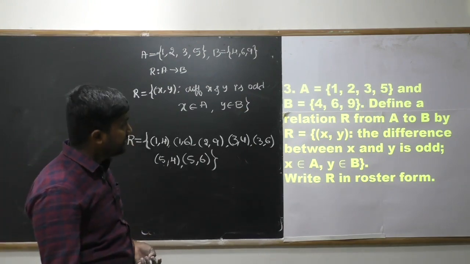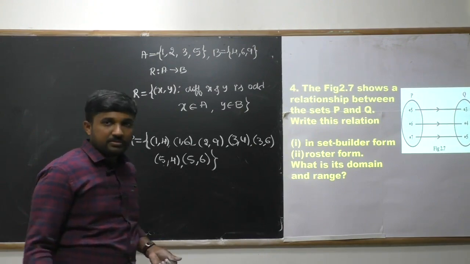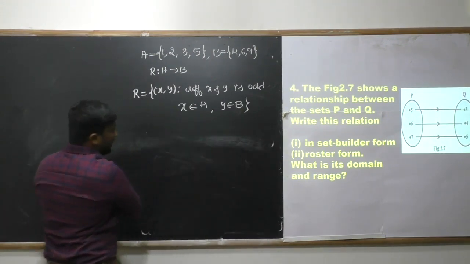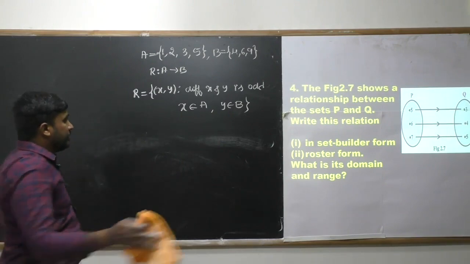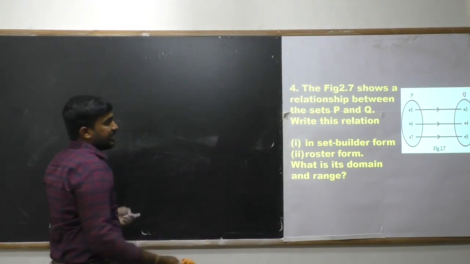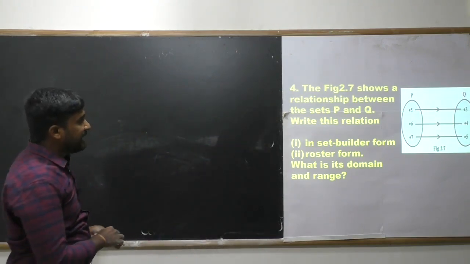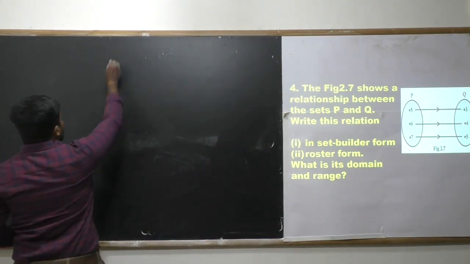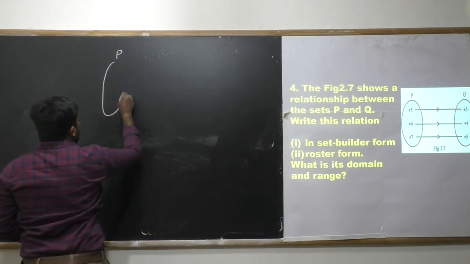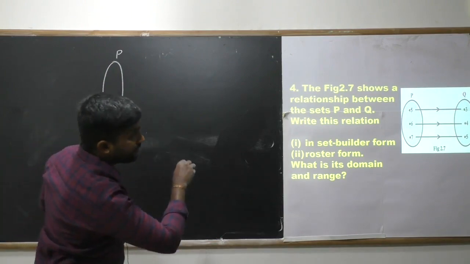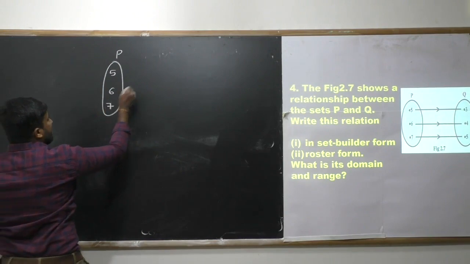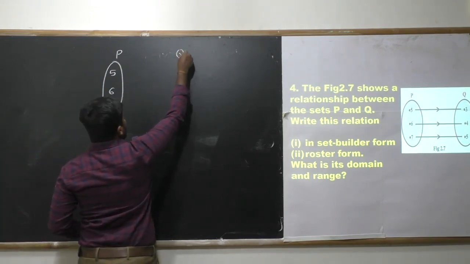Well students, fourth problem. Here they have given one arrow diagram. I rewrite this arrow diagram here. Please read the given data. The figure shows a relationship between set P and Q. What is set P? The elements of set P are 5, 6, 7.